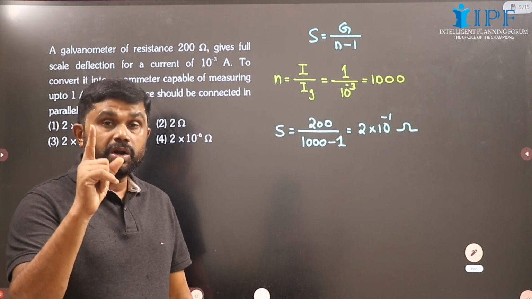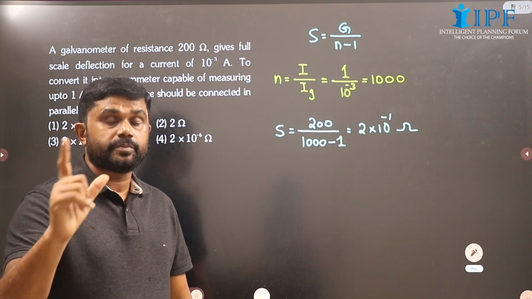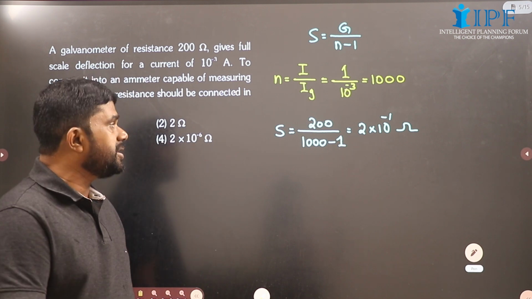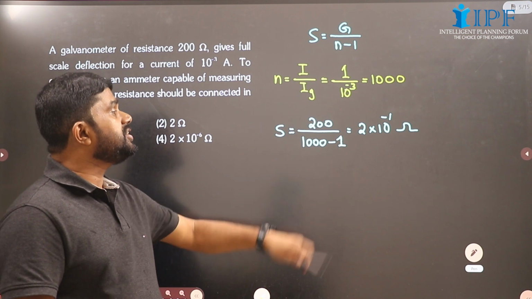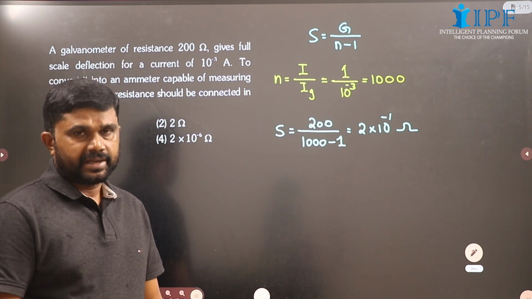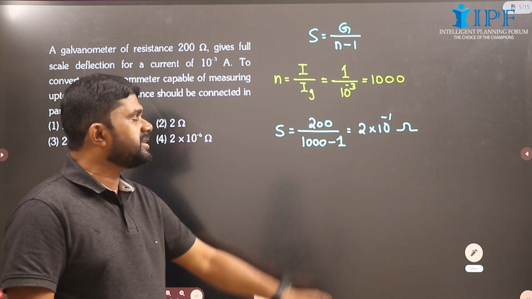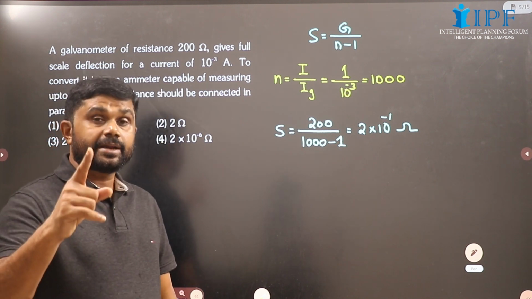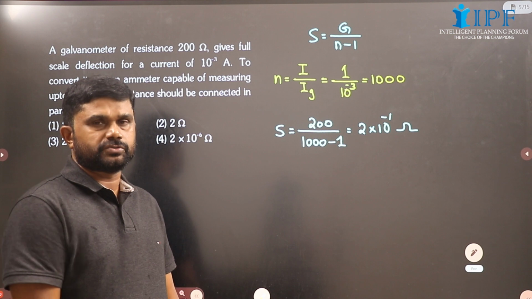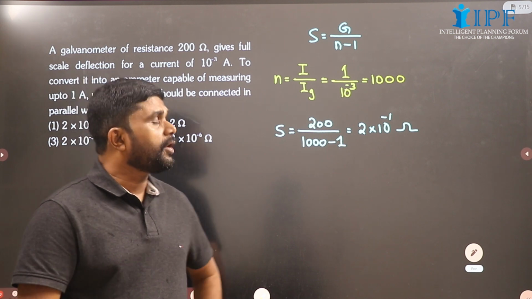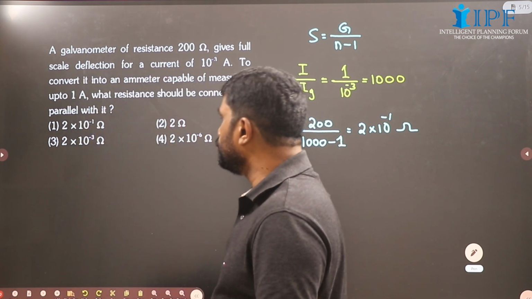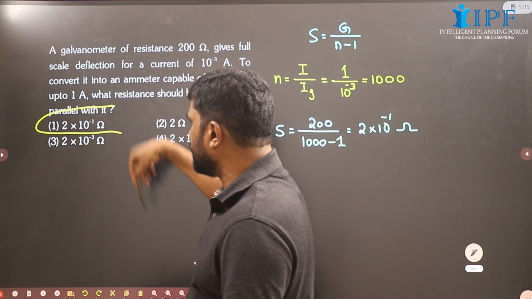Then the small resistance called shunt to be connected in parallel with the galvanometer, that is capital G divided by n minus 1, galvanometer resistance divided by n minus 1. So 200 divided by 1000 minus 1. You can take it approximately 200 divided by thousand. That is 0.2, or we can express it as 2 into 10 raised to minus 1 ohm.